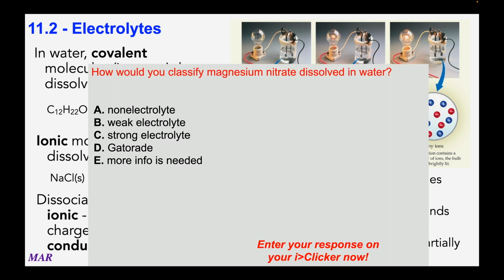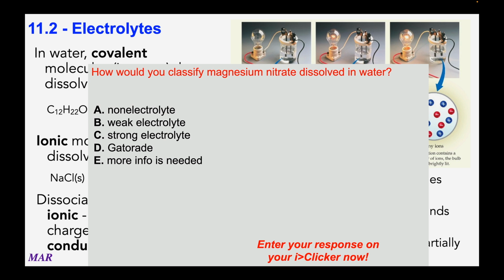Okay, so here's a question you might see. It said, how would you classify magnesium nitrate dissolved in water? And you can see there's non-electrolyte, weak electrolyte, strong electrolyte, Gatorade, or more information is needed. Well, first of all, it's not Gatorade. I'll let you know that. And you can absolutely answer this.